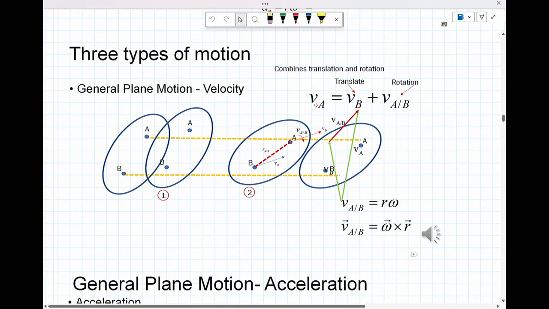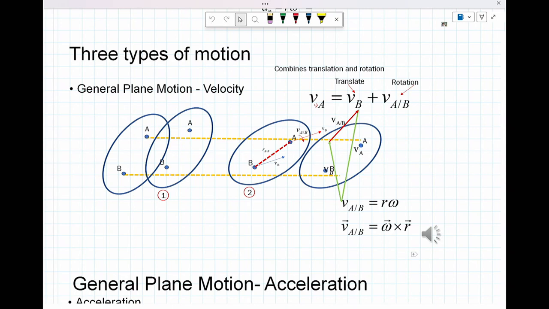And finally, you have general plane motion where you have both rotation and translation. And the trick with this, and if I have time, I'll try, and I probably will, I'm going to try and go over the 2022 final exam and do a couple examples that I think are worthwhile.